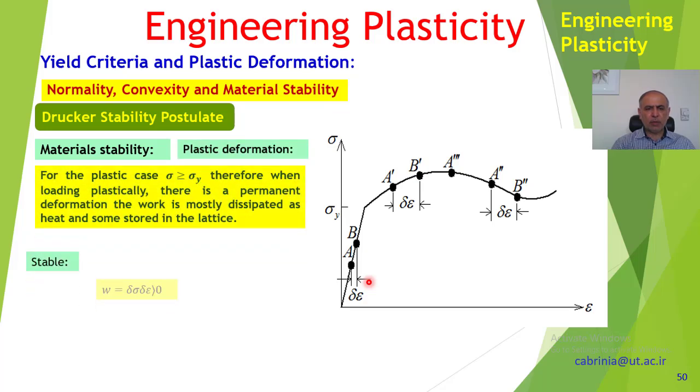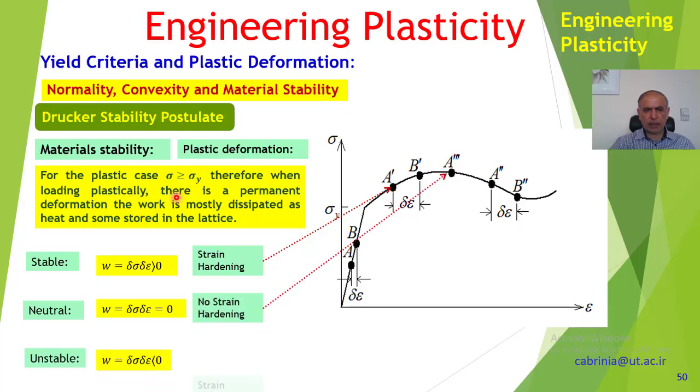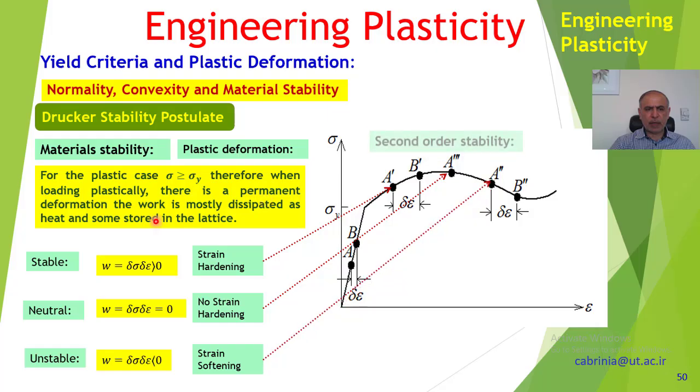Okay, now let's see what happens if we move further into the plastic deformation. If we go to the plastic deformation for the plastic case like A prime, therefore when loading plastically there is a permanent deformation. The work is mostly dissipated as heat and some stored in the lattice. We have mentioned before in the introduction that when we apply a force and we produce permanent deformation or plastic deformation, the energy is dissipated.